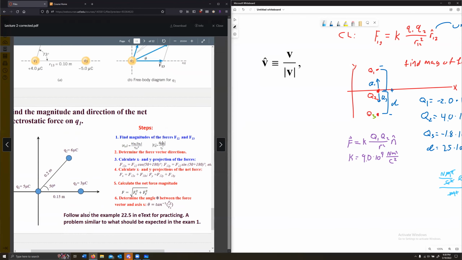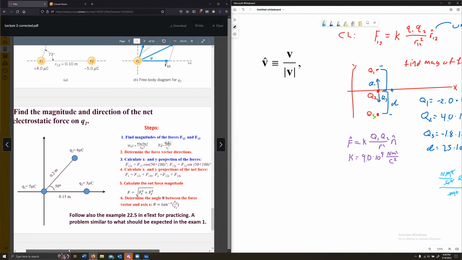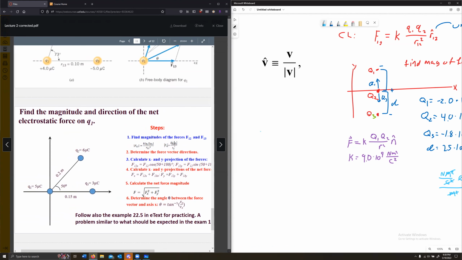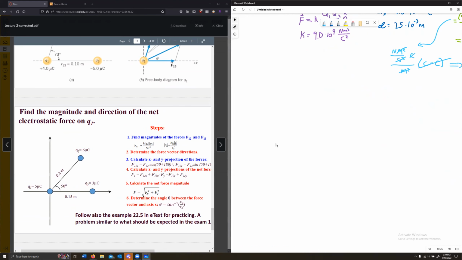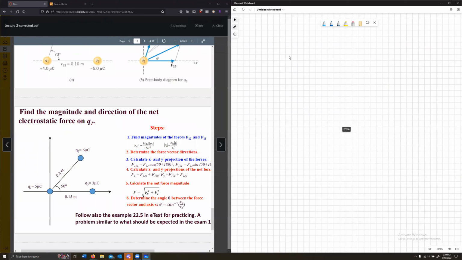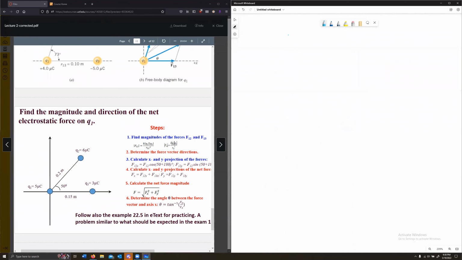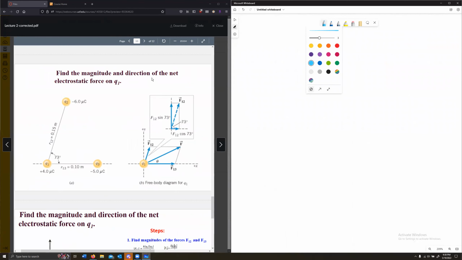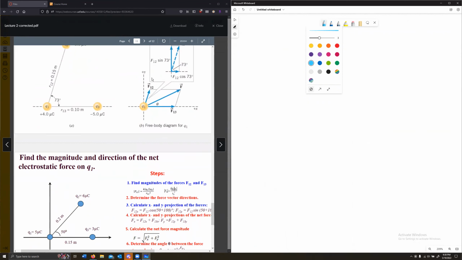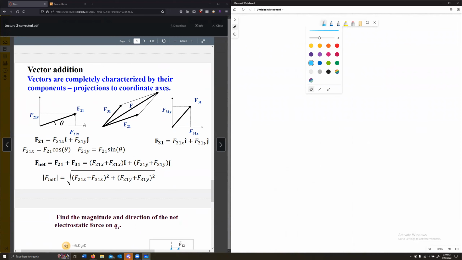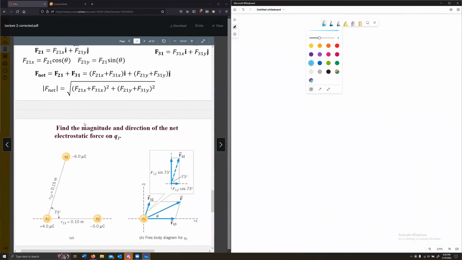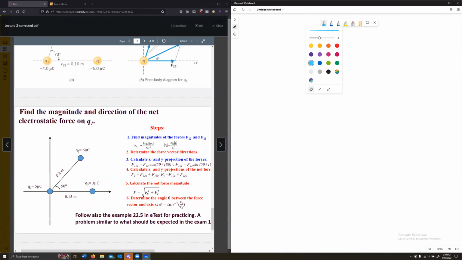And then we ended on that one. Okay, so let's see. For the sake of finding the magnitude and direction of the net electrostatic force on Q1, let's see, do we have given? These are different things, and this is just symbolic solving. So this right here.